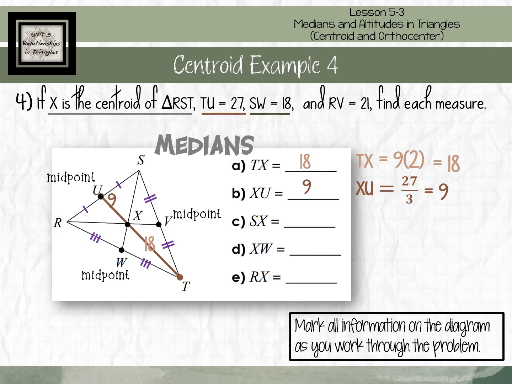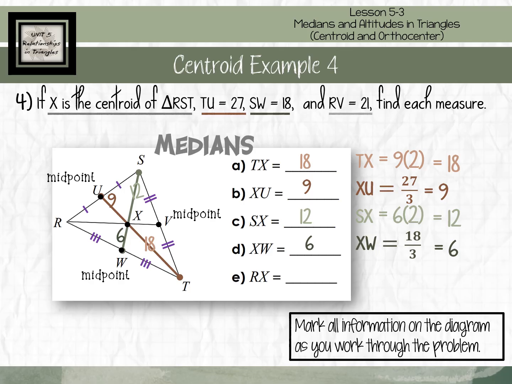Next one, length of segment SW, right there is 18, divided in thirds. Smaller part is 6, length of segment XW is 6, double it, and we get the longer end. Add them together. Segment addition postulate, we do get 18.